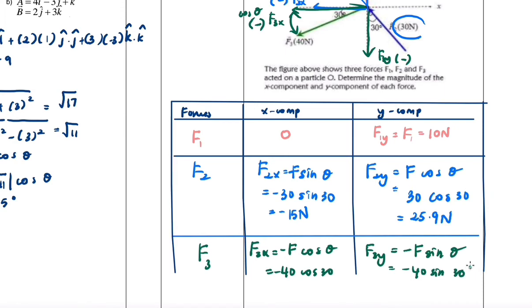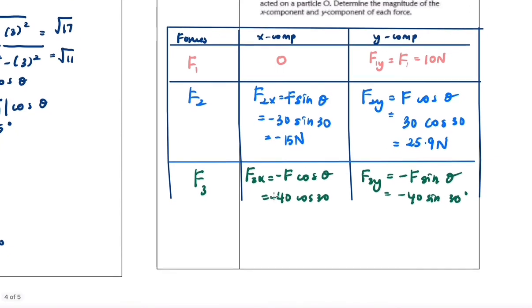Okay, and then you akan dapat this one equals to negative 34.64, and this one equals to negative 20. This one is Newton, this one is also Newton. Okay, so dah siap resolving lah. So bila dah siap resolving, kita tinggal nak cari sum dan kita calculate the magnitude and the direction.